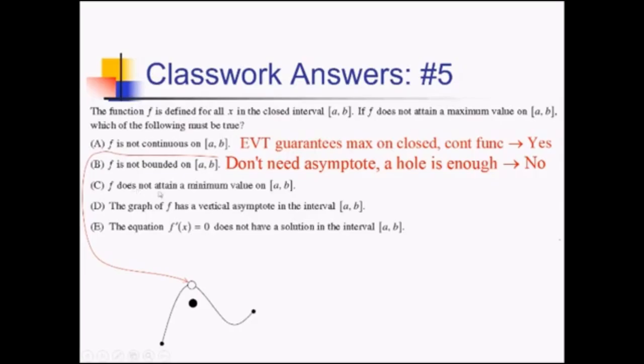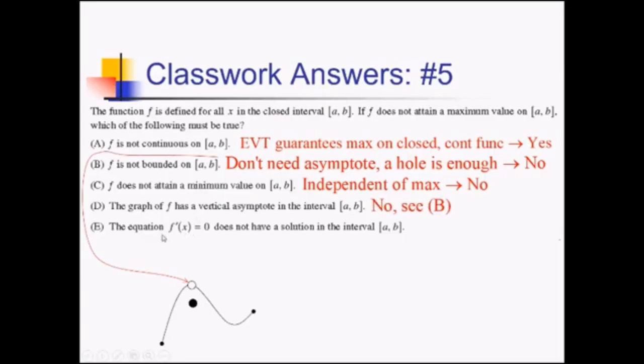Choice C, f does not attain a minimum value on a to b. Well, it may or it may not. I mean, here's a situation that meets all the conditions, and yet here's a minimum value. The min and the max are independent of each other, so this is also false. Choice D, graph has a vertical asymptote. We pretty much dealt with that in choice B.